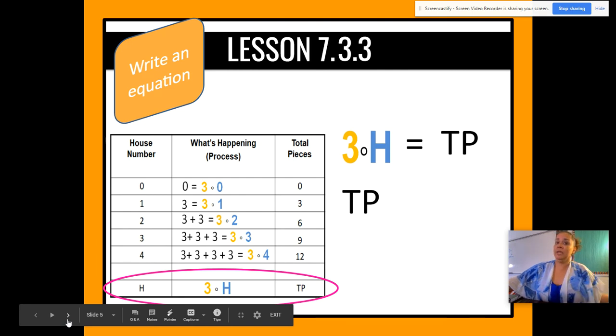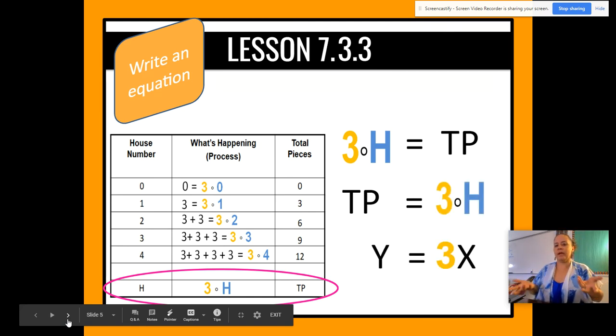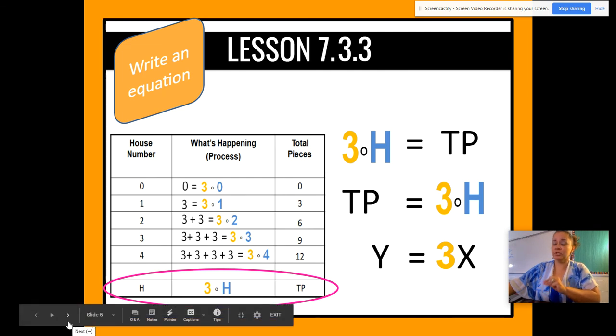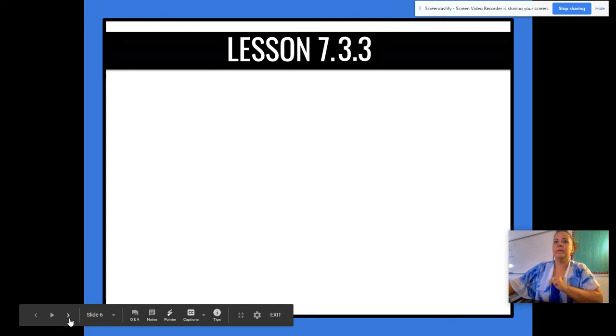I can also say, in order to get the total pieces of any house, I got to multiply 3 times the house number. And the way we'll be writing our equations is we will be calling our dependent variable, our total pieces, Y. I can call it any letter, okay? But this is how you'll normally see it written. Y equals 3 times X, 3 times the house number. Please remember, it's understood that between 3 and X, between that coefficient, that number, and that variable, that signifies we're multiplying.